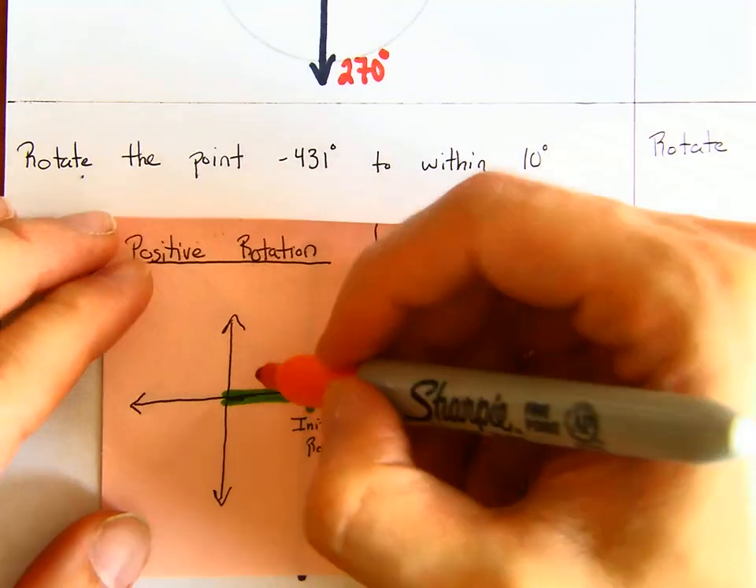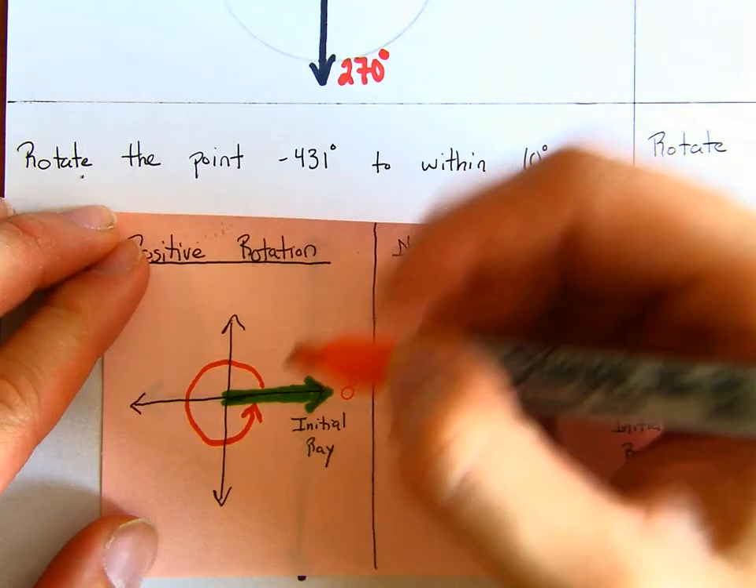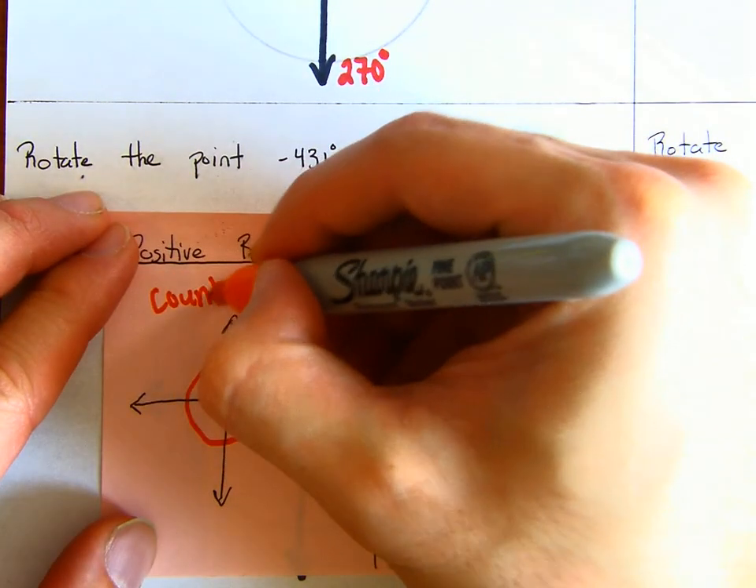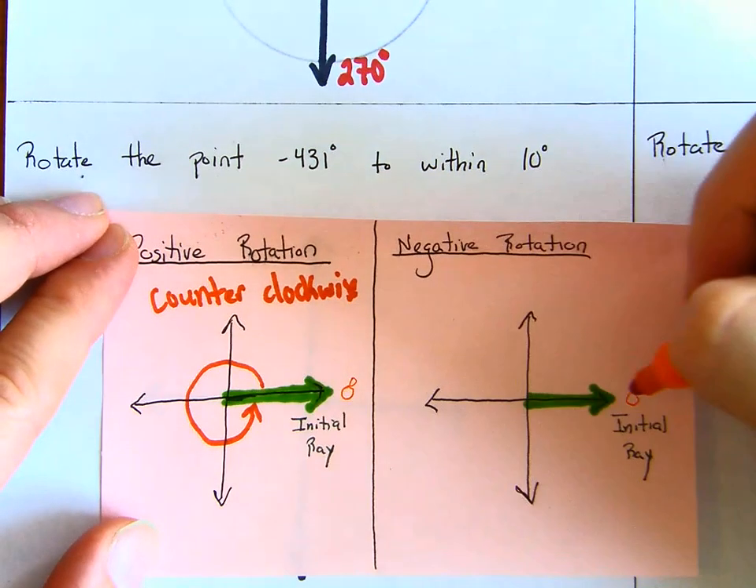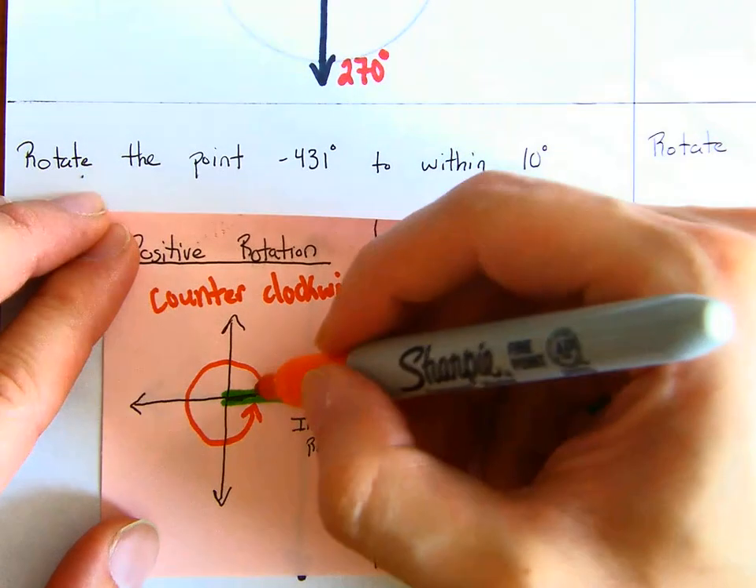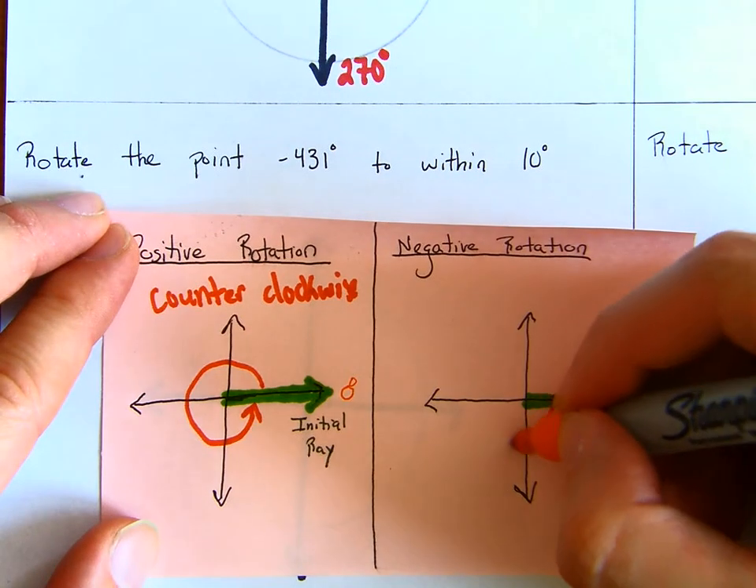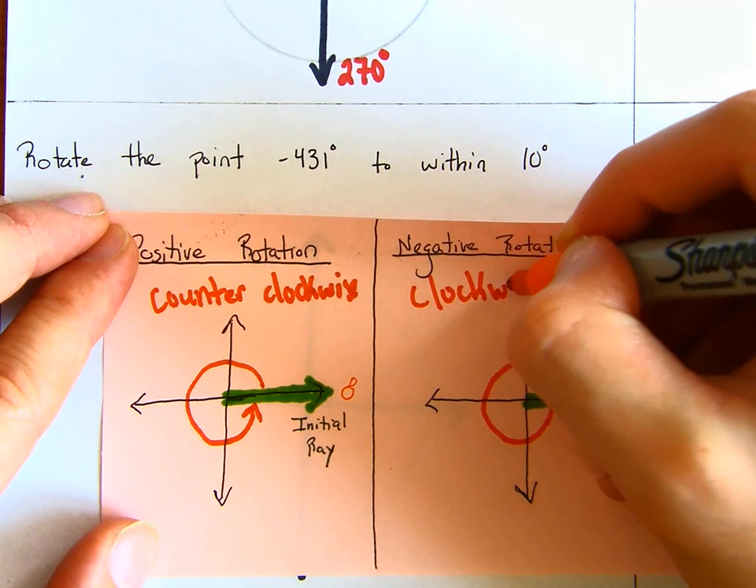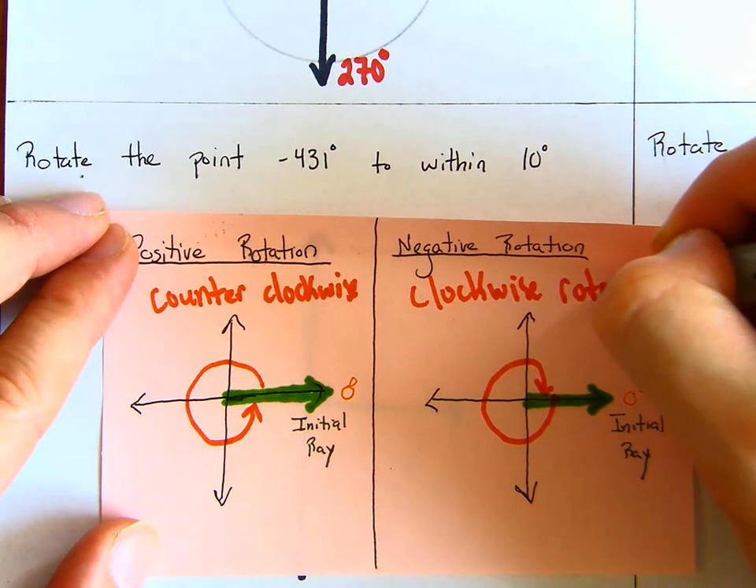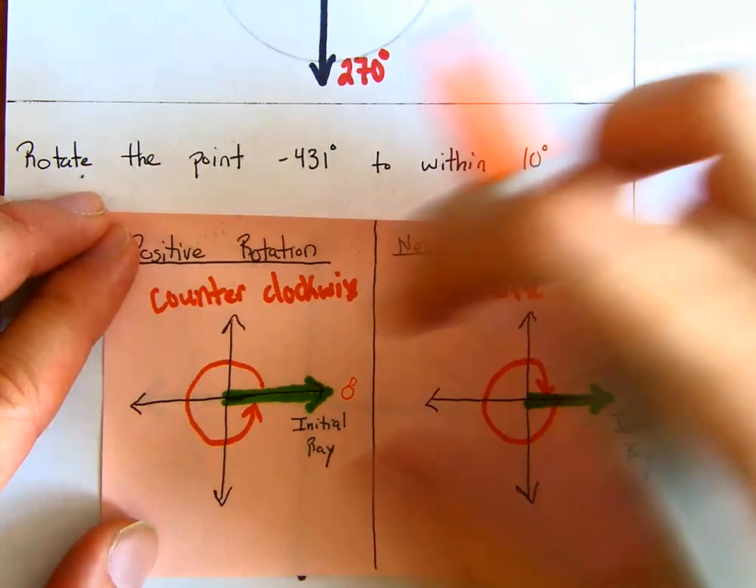We're going this way, but what's the name of it? We say counterclockwise. Okay, so what happens when we want to go negative? Instead of this being positive, negative would be going this way, and we call this clockwise rotation.